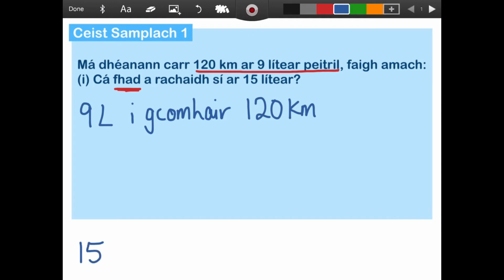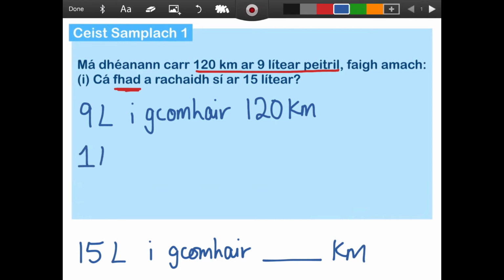And what I'm trying to find out is how far 15 litres will get me. Now the way I'm going to do that is I'm going to find out how far the car will travel on 1 litre of petrol first. If the car travels 120 kilometers on 9 litres, on 1 litre it'll travel 120 divided by 9.